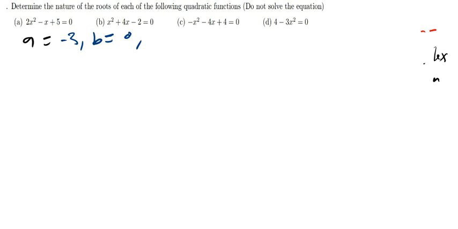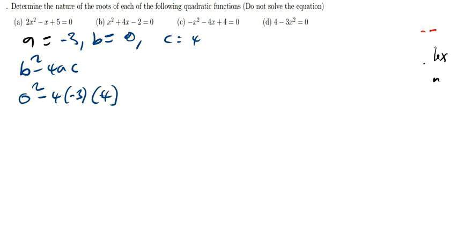Then c is 4. So now remember, b squared minus 4ac. B is 0. So you square it, minus 4. A is -3. C is 4. So we have 0 minus. So minus minus will give me positive, right? That is going to be 12. So 12 times 4, 48.